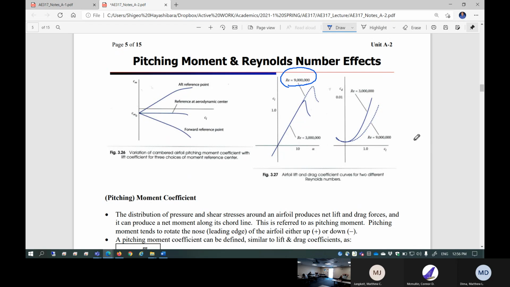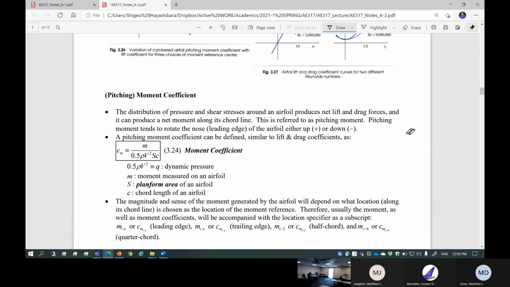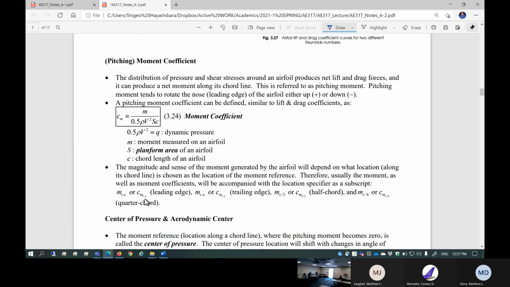Okay. All right. Next one is a moment coefficient. Moment means pitching moment. Now later on, we are going to take a look at the two different moments, but so far we are going to take a look at lift and drag and pitching moment. Okay. So this is the moment coefficient. Moment coefficient depends on where you take the moment with. So moment coefficient usually comes with subscript. If it's taken at the leading edge, you put the L.E. subscript. If you took it like a quarter chord, half chord, you're going to always put the subscript for the moment coefficient and also moment value by itself.